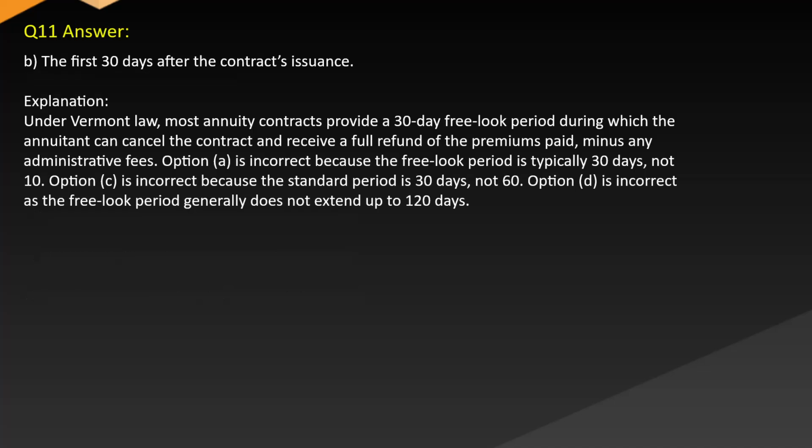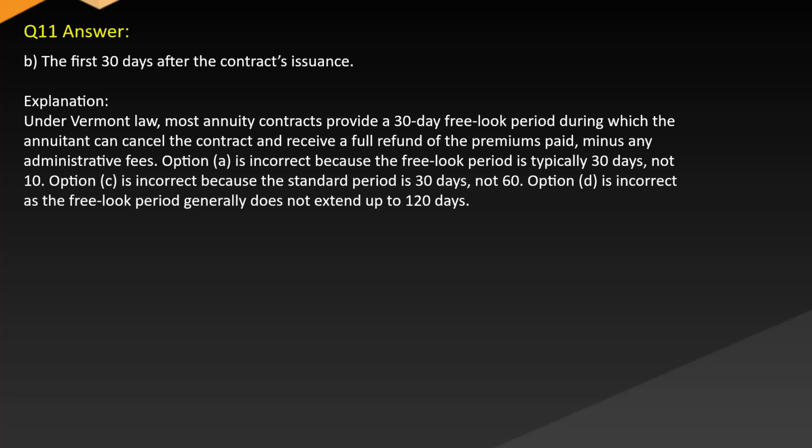Answer: B. The first 30 days after the contract's issuance. Explanation: Under Vermont law, most annuity contracts provide a 30-day free-look period during which the annuitant can cancel the contract and receive a full refund of the premiums paid, minus any administrative fees.